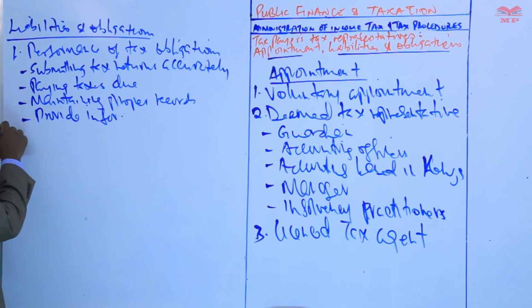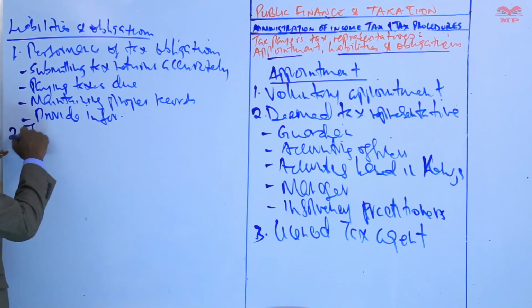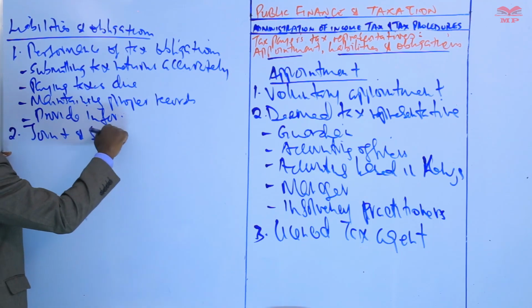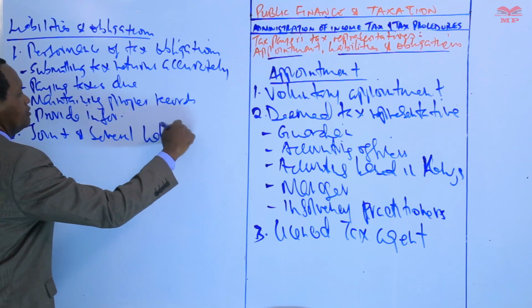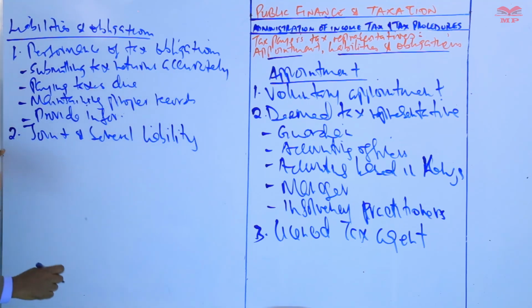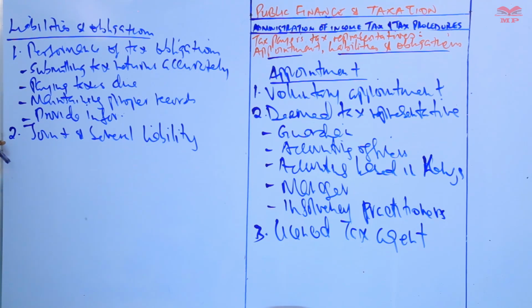The second obligation is joint and several liability. This is a crucial aspect of the tax representative role, which is the potential for joint and several liability with the taxpayer for outstanding tax debts.